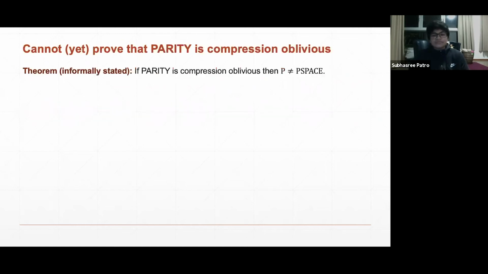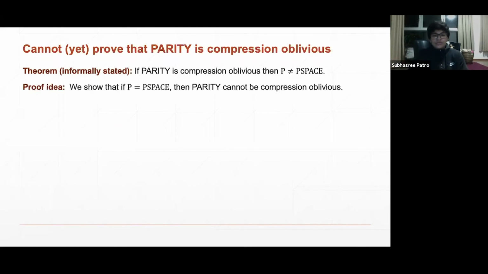So, okay, now we're going to prove this theorem: if parity is compression oblivious, then P is separate from PSPACE. We prove this by contradiction. So we show that if P is indeed equal to PSPACE, then parity cannot be compression oblivious. So let's recall the definition of compression oblivious property again.